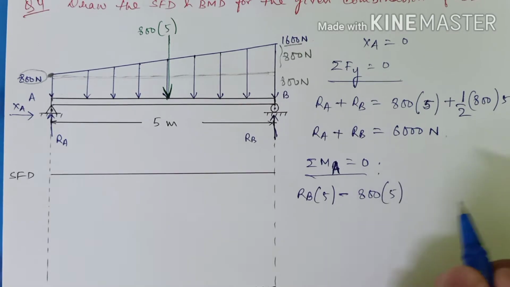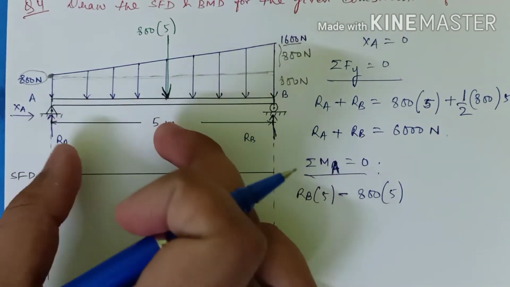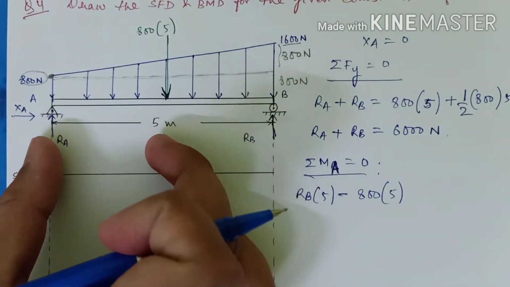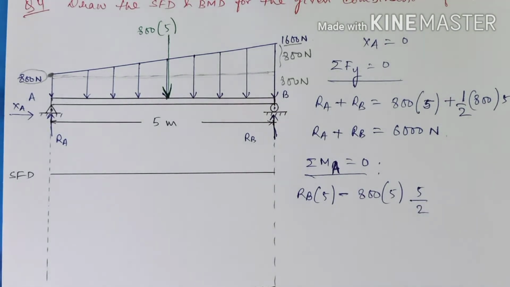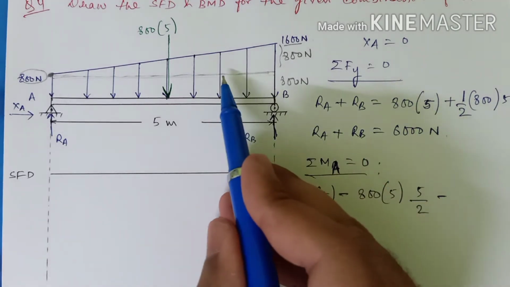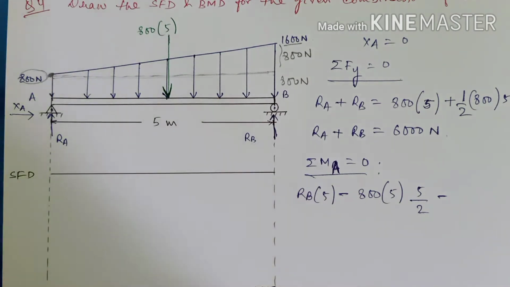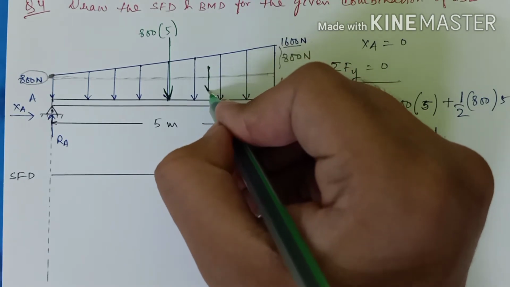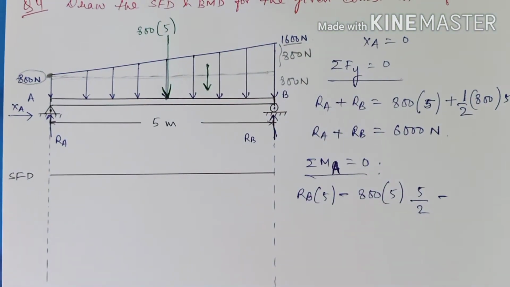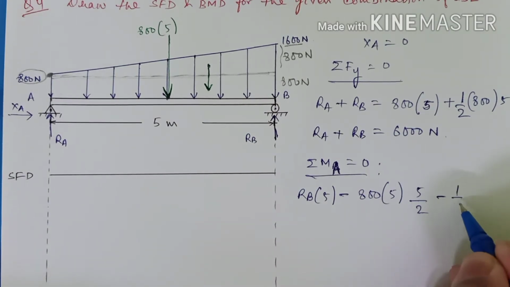800 into 5. This is my force. What will be the distance? It is acting centrally, so this much will be my perpendicular distance, which is nothing but 5 by 2. What else do we have? We have the force due to this UVL. Where will this UVL be acting? This UVL will be acting on the centroid of the beam. So let us just write. So this was our value.